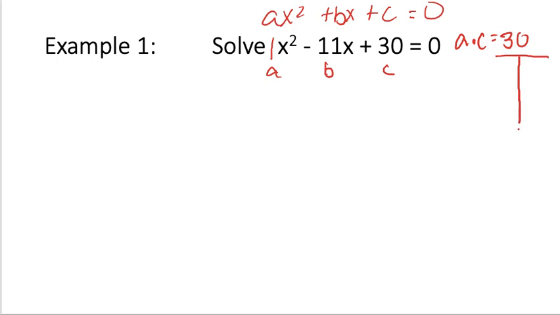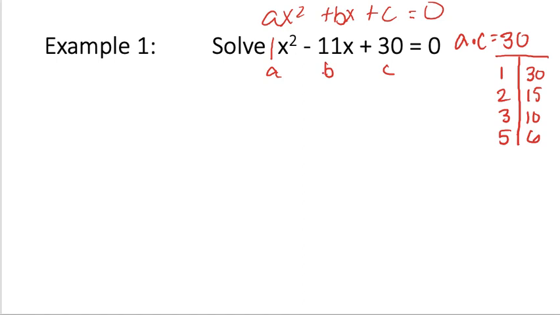We need to list our factors of 30, which are 1 and 30, 2 and 15, 3 and 10, 4 doesn't go, 5 and 6 are factors, and then the next number we get to is 6, so we can stop there. The two numbers I'm looking for need to multiply together to get 30, but add together to get a negative 11.